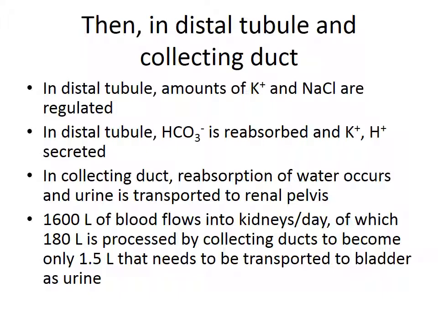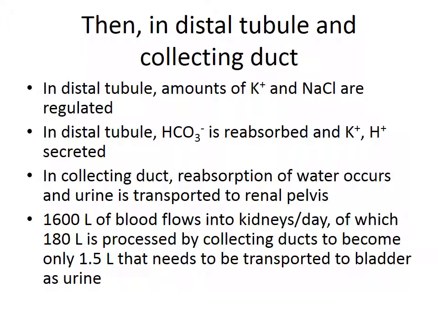In the collecting duct, there is reabsorption of water, and so urine is transported ultimately to the renal pelvis. There are 1,600 liters of blood that will flow through your kidneys per day. About 180 liters is processed by the collecting ducts to become only 1.5 liters that is going to be urine.